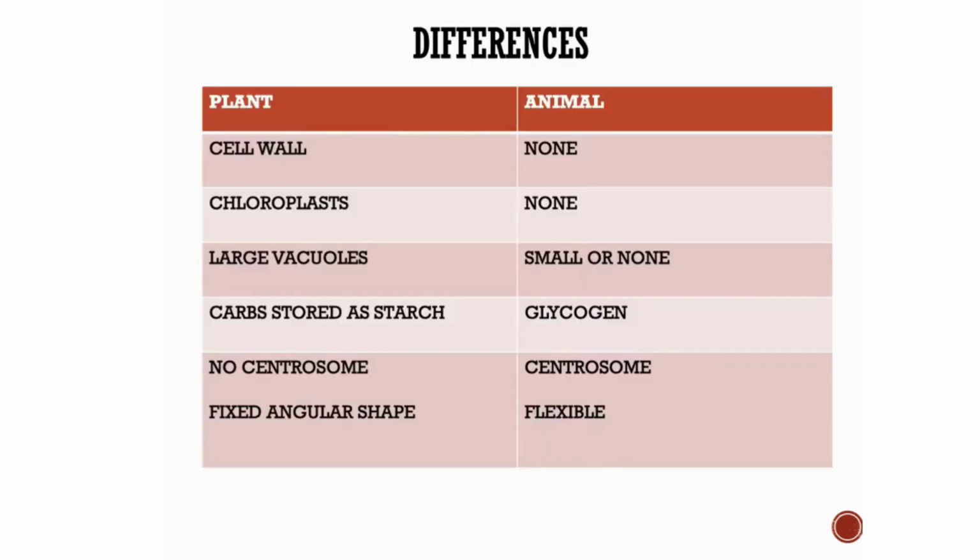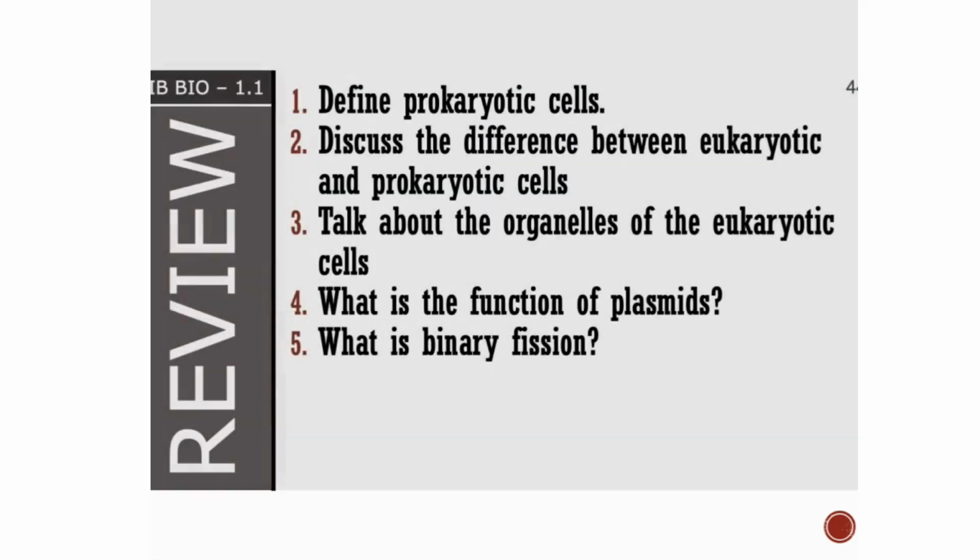All right. So differences between plant and animal cells. Plants have the cell wall and chloroplasts, but animals do not. Plants have large vacuoles, but animals have small or no, and temporary ones. Plants store carbs as starch, animals as glycogen. Plants have no centrosome and a fixed angular shape, but animals have a centrosome and their shape is flexible. So we've got the review part: define prokaryotic cells, and discuss the difference between eukaryotic and prokaryotic cells.